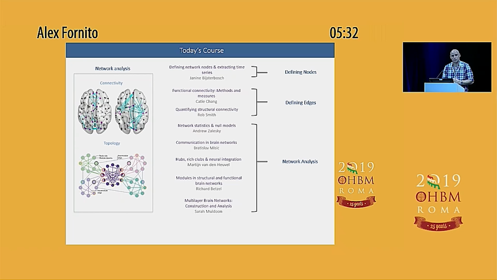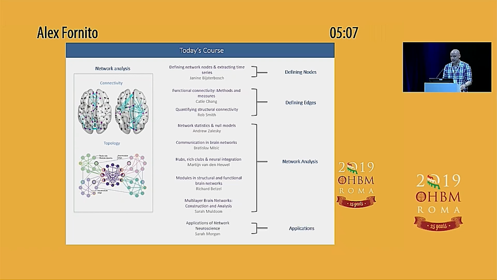Rick Betzel's going to talk about modularity of brain networks. So there's community structures; these are data-driven ways of trying to identify putative functional systems in the brain. And Sarah Muldoon's going to talk about multi-layer networks. This is a nice mathematical framework of linking different types of networks and analysing them in a succinct way. This is particularly useful when we're looking at dynamic networks, so how networks evolve through time.